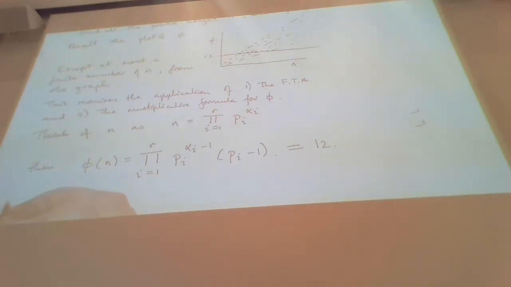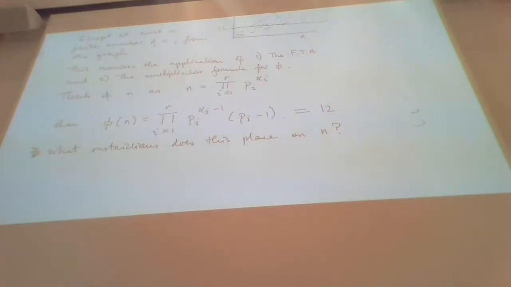Okay, so surely this must place some restrictions. So what restrictions does this place on n? This is the question we're going to have to deal with to make progress.